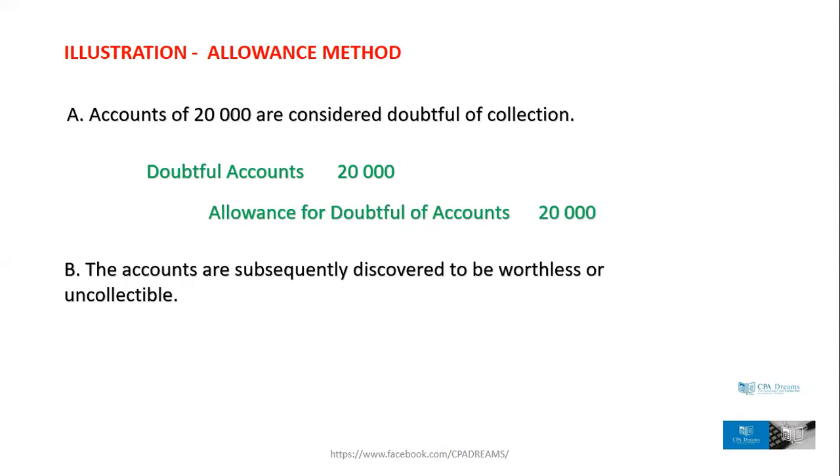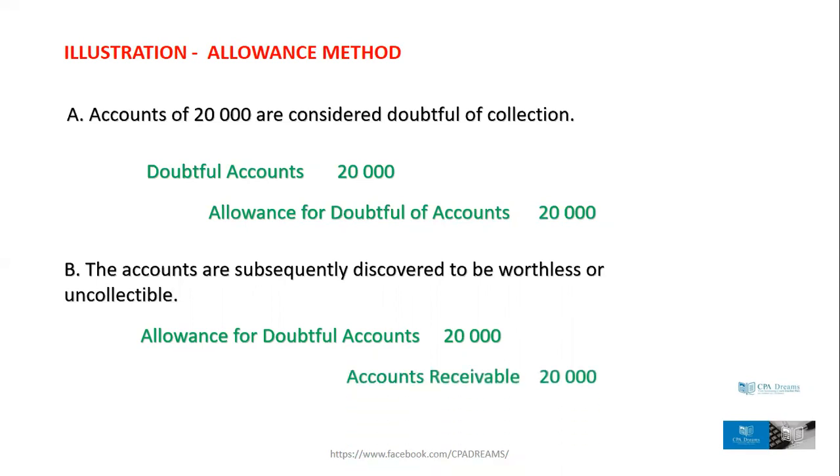So napatunayan mo na hindi ka na talaga makakakolekta sa customer mo. Okay? Kasi nakasampung follow-up ka na, wala pa ring response. Hindi mo na makita kung nasaan ang address niya, kung even ang mobile niya is subscriber cannot be reached. So then what you need to do is allowance for doubtful accounts, debit, 20,000, and then credit accounts receivable, 20,000. So you already took it out from your accounts receivable.